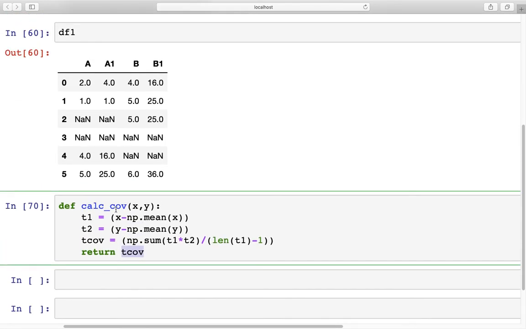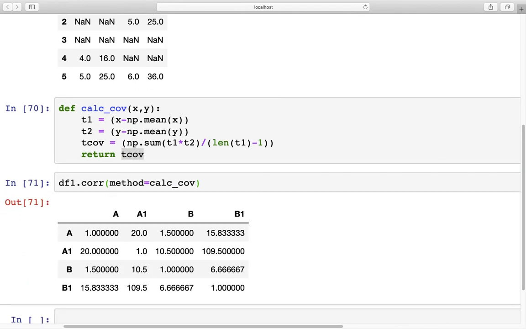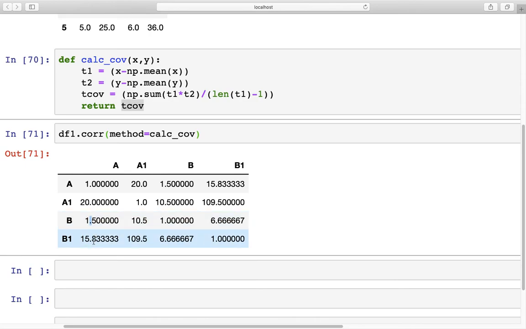So what it is actually trying to do is go through each column and compare it with all other columns in the data frame. So if we run df1.corr, and as a method we specify the custom method that we have created, which is calc_cov, and run this, then we get the covariance back. So here we can see 20, 150, 1.5, 15.8. Those are the covariances between these columns. However, the diagonal line is just 1.